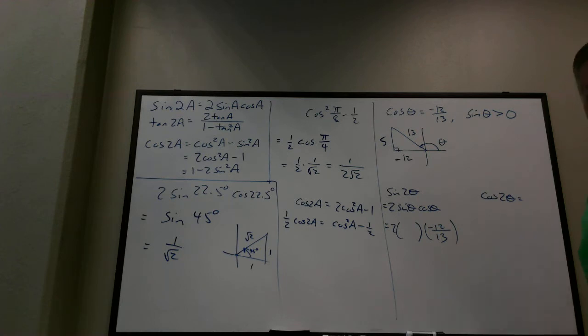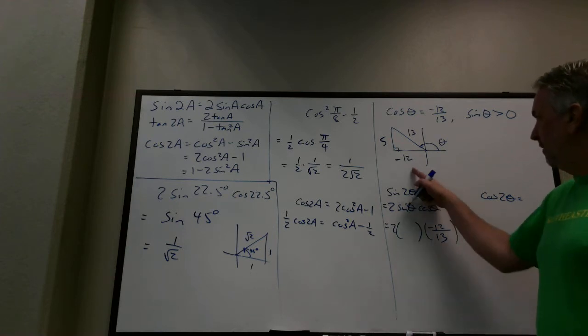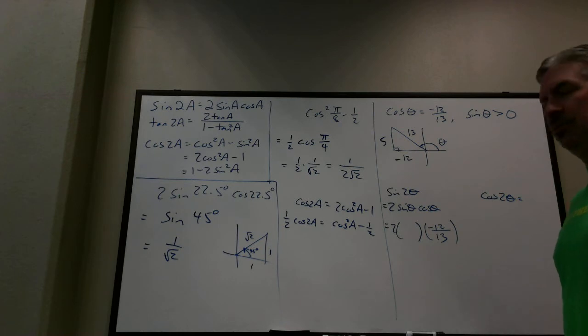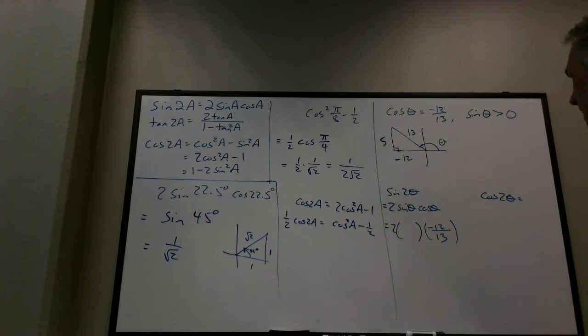But 5, 12, 13 is a common Pythagorean triple, as it's called. 3, 4, 5 is another one, right? A 3, a 4, and a 5 on the hypotenuse. So you might just want to memorize those because they show up all the time.